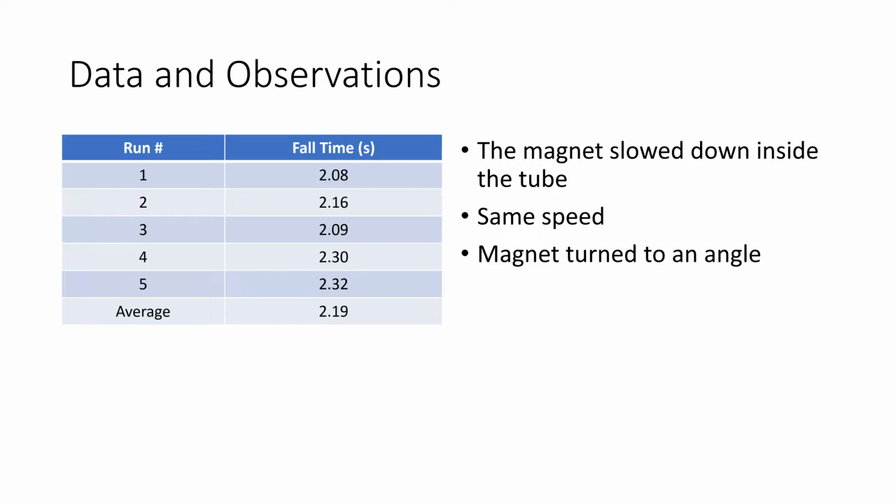During the experiment, I observed visually that the magnet slowed down inside of the tube and that it traveled at the same speed until it exited. The magnet also turned to an angle so that its top and bottom edges were against the sides of the tube.